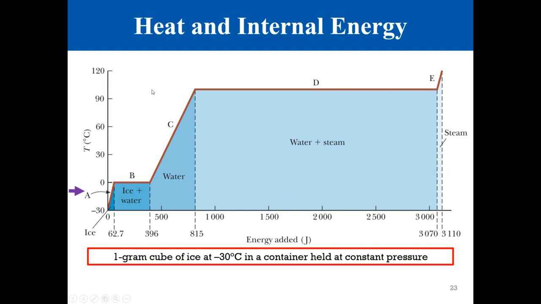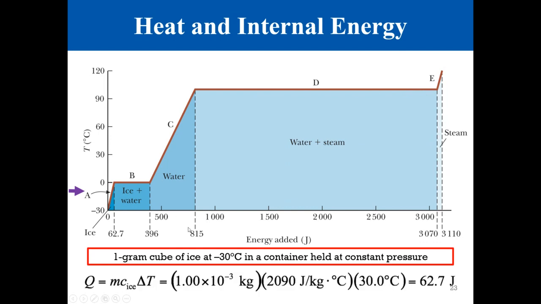So let's discuss these steps in more detail. For the first process, mass of ice multiplied by specific heat of ice multiplied by the change in temperature. This is the mass of ice, 1 gram. This is the specific heat of ice. And this is the change in temperature from -30 to 0, it is 30. So here we need 62.7 joules for this first process.